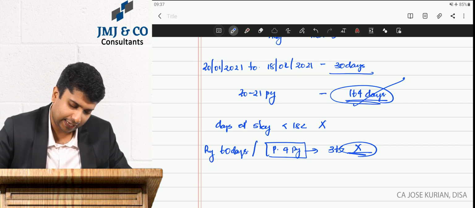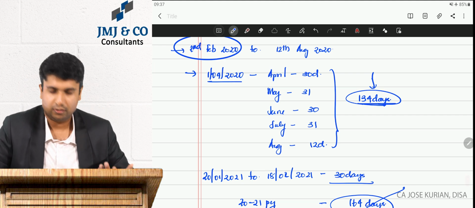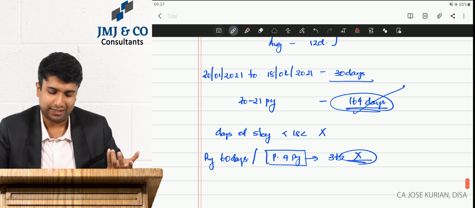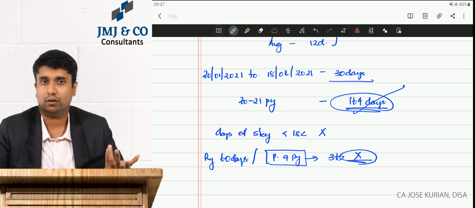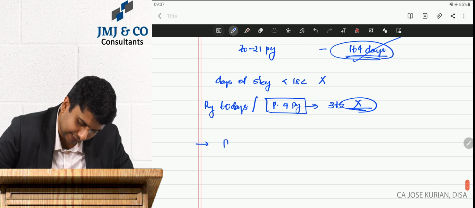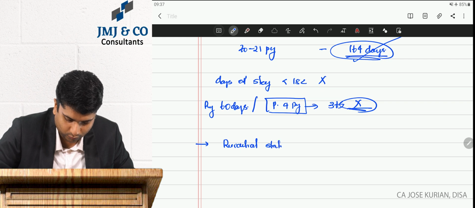Because he came to India for the first time in his life on 2nd February 2020. So if you take that 4 previous years total, definitely it would be less than 365. So both the conditions are not satisfied, and hence we can say in the first instance his residential status would be, what? Non-resident.